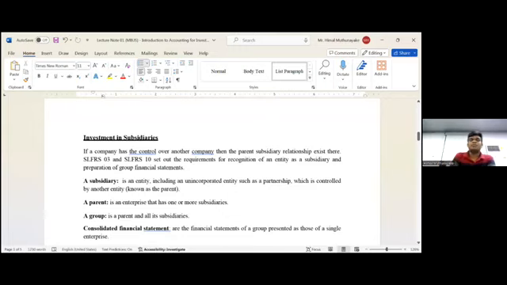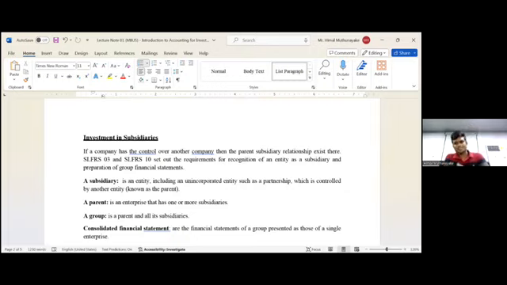Now we are moving on to the very important area. This is the most important area when it comes to consolidated accounts: investment in subsidiaries. When we are learning this topic, we need to go through the SLFRS 3 and SLFRS 10 standards.